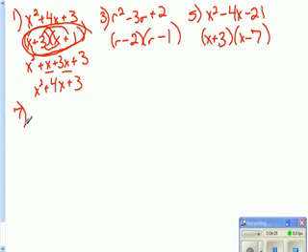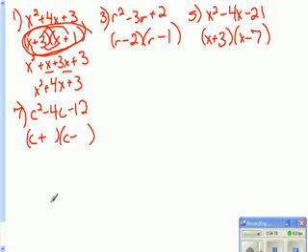Okay, number 7. c squared minus 4c minus 12. All right, I can put c and c. These are both negatives, so again I'm going to have a positive and a negative. What could I multiply together to get 12, and in this case, subtract to get 4? Well, if I multiply 3 and 4, I get 12. 3 minus 4 is not 4.